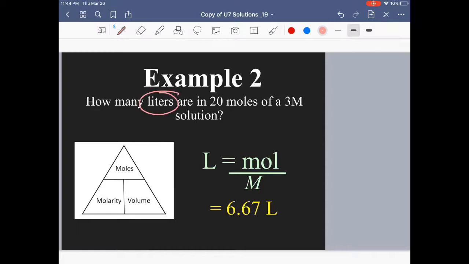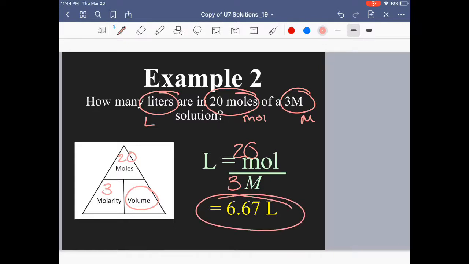Now it says how many liters are in 20 moles of a 3 molar solution. So it'll help to identify those as you're going through your problem so that you can then plug them into your equation. So I'm looking for my volume. I have 20 moles and a 3 molar solution. So 20 moles divided by 3 molar would be 6.67 liters.